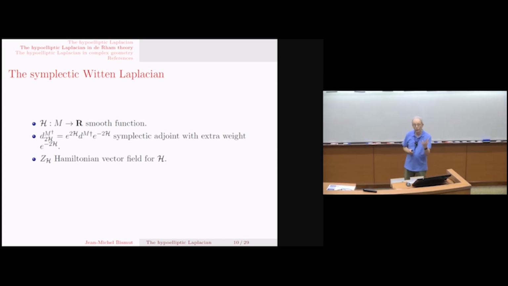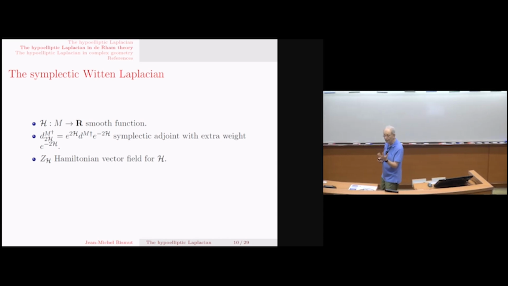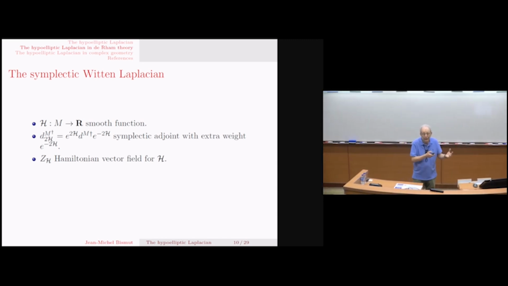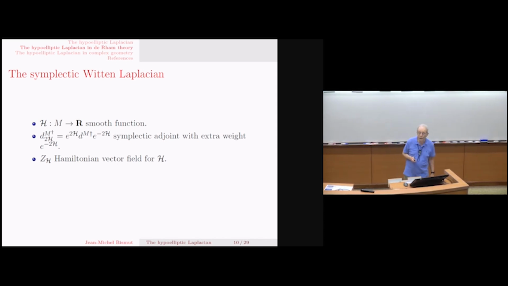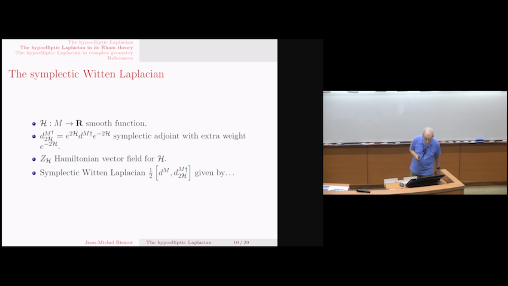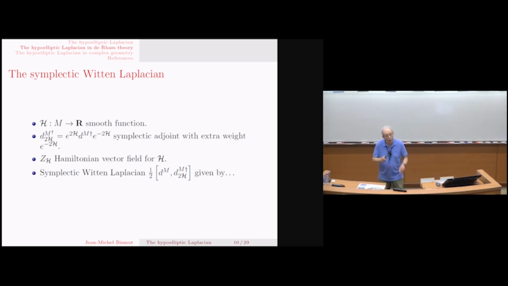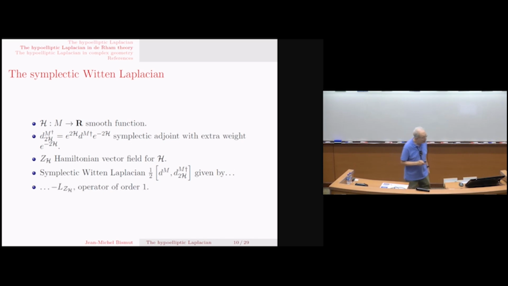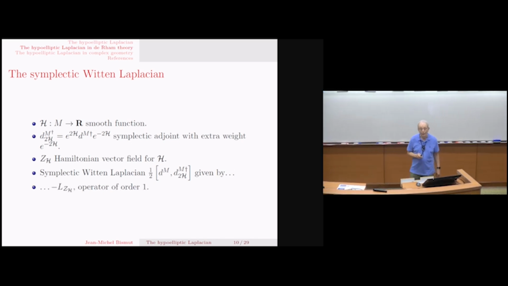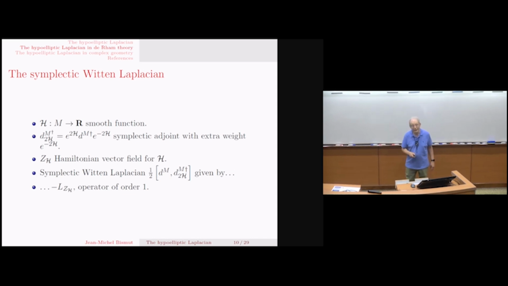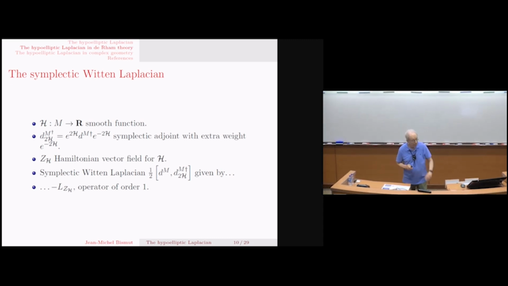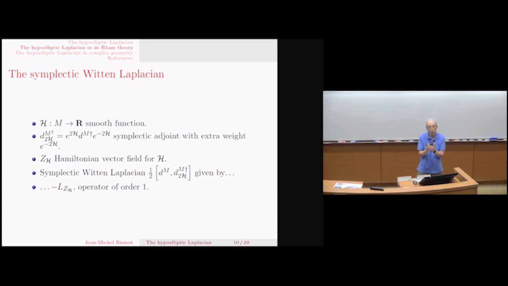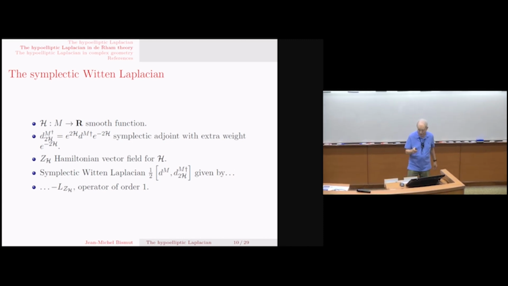When you have a function h, you have the corresponding Hamiltonian vector field, canonically associated with h. This is part of the general mechanism of classical mechanics. So let me call Z_h the Hamiltonian vector field associated with h. And then what you find is that the symplectic Laplacian, the symplectic Witten Laplacian, is given by a first-order differential operator. Not second order, but first order: the Lie derivative operator in the direction of the Hamiltonian vector field. So we see already that a first-order operator can be a Laplacian in the proper sense.